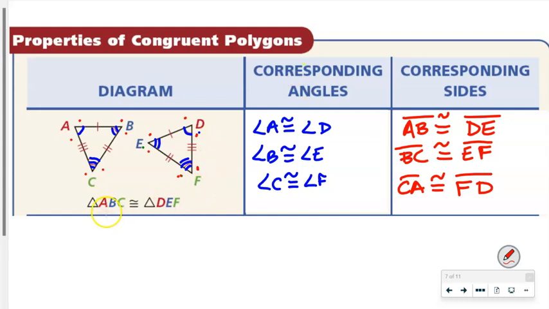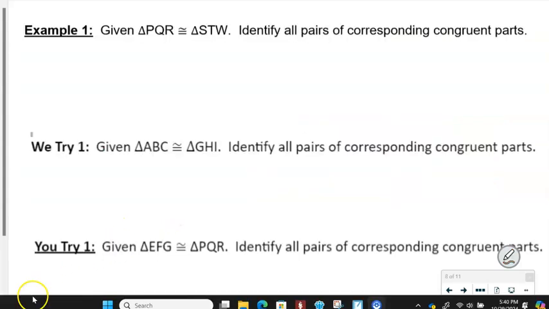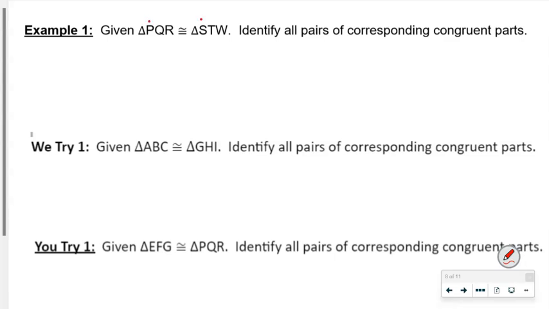Now notice too, again, A maps to D, B maps to E, C maps to F, and that should always be true. Okay, so on this next one, remember what I just said. P is going to map to S. So if we start talking about angles, angle P is going to be congruent to angle S. Start Q and then T.